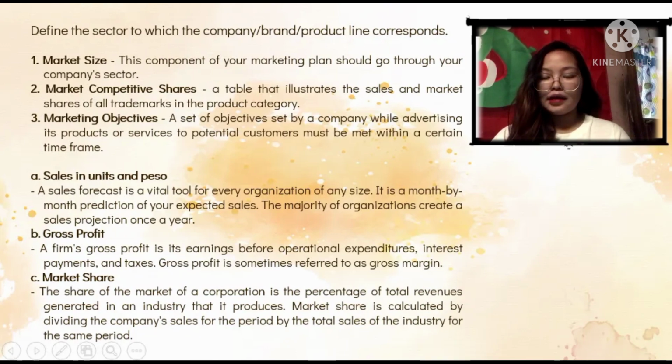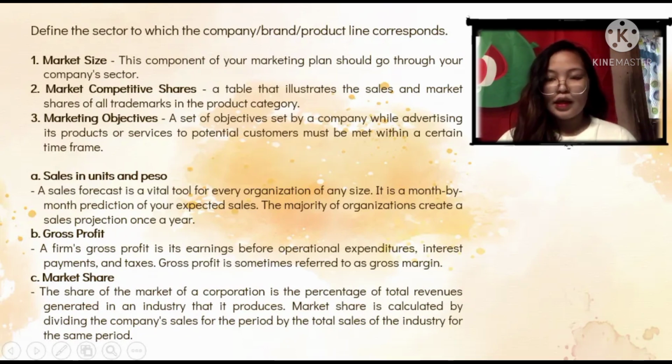Number 3. Marketing objectives. A set of objectives set by a company while advertising its product or services to potential customers must be met within a certain time frame. A. Sales in unit and peso. A sales forecast is a vital tool for every organization of any size. It is a month-by-month prediction of your expected sales. The majority of organizations create a sales projection once a year.